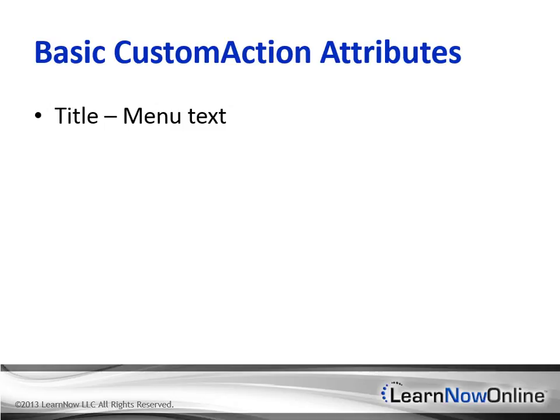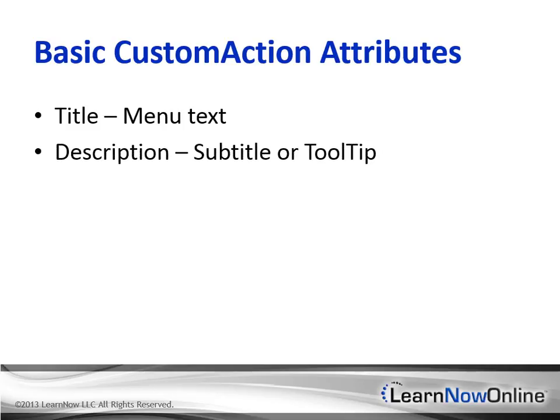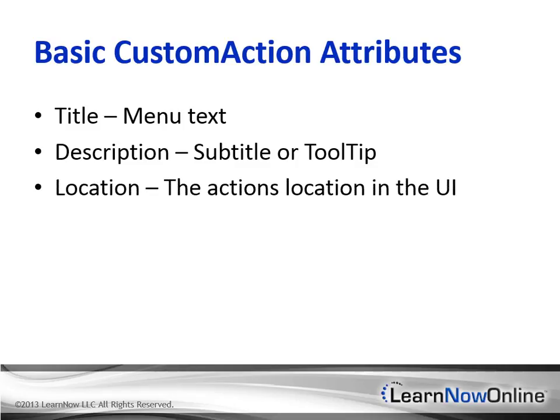And then the basic custom action attributes, there's really two types of custom actions, those that apply to the ribbon and then those that don't. So custom actions that don't involve the ribbon are typically pretty simple and require the use of only a few core attributes. And these attributes are title, which will set the menu text of the action, and then description, which is just a subtitle, or it shows up when you hover over it as a tooltip. And location, the action's location in the UI, so the site settings page, or it could be a list item menu.